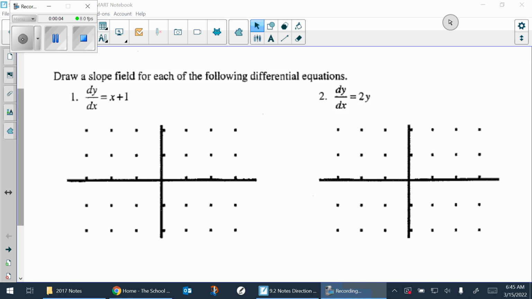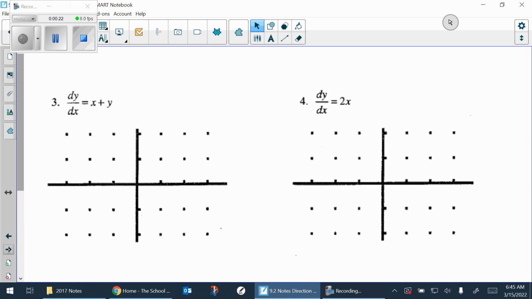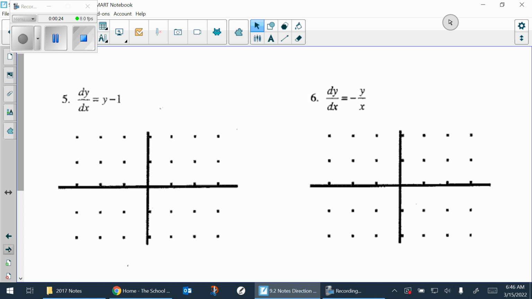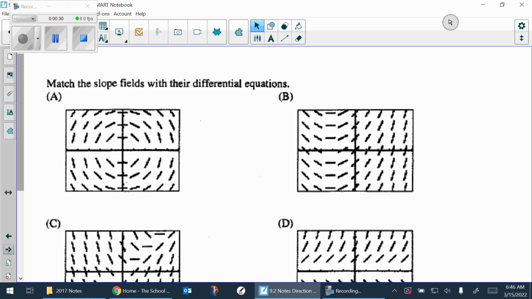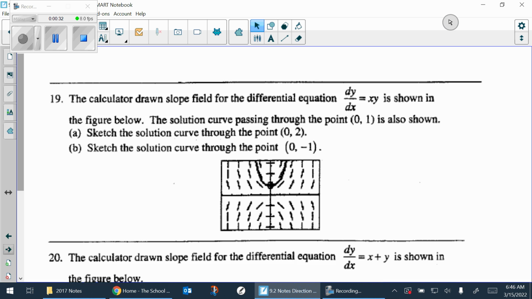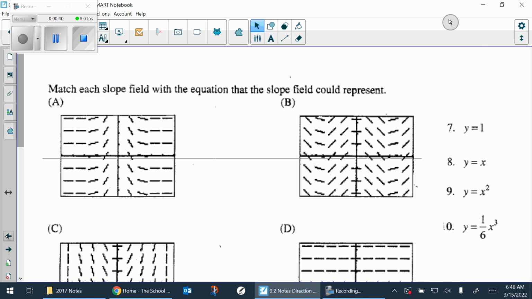All right, today we're going to begin to solve differential equations using direction fields, or by a graphical method. And basically, this is your assignment, this entire note packet from section 9.2. As we page through here, you're going to draw a bunch of these things, do some matching, and then actually draw solutions to differential equations. So this is your assignment.